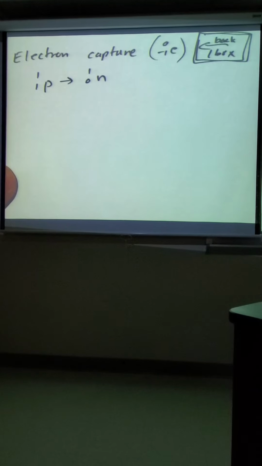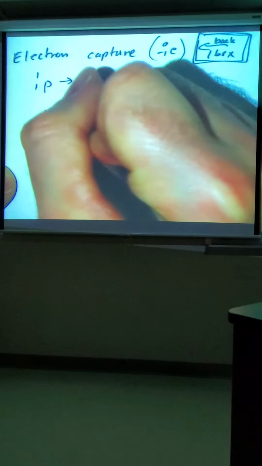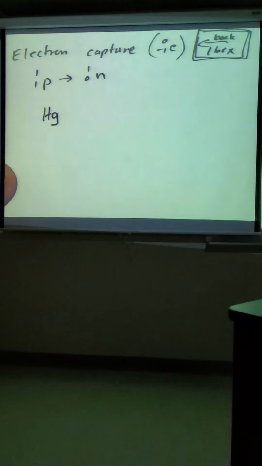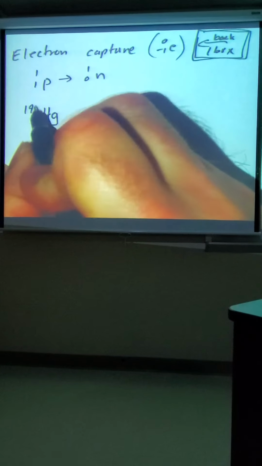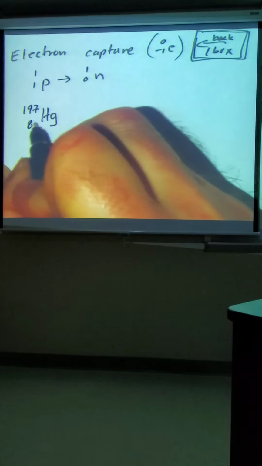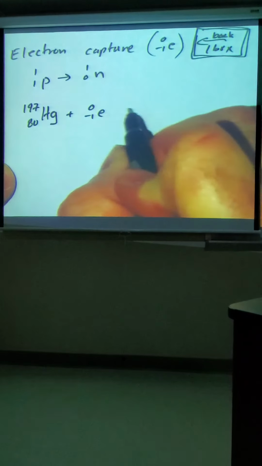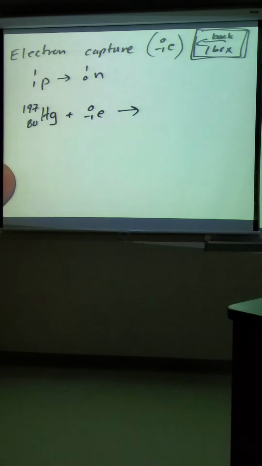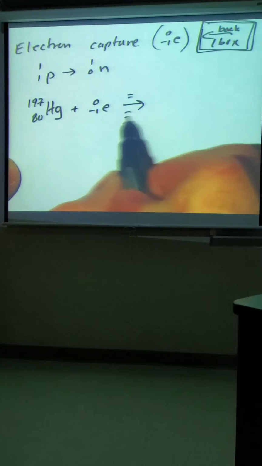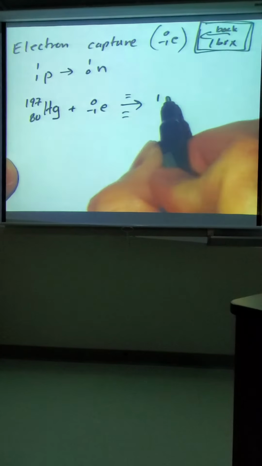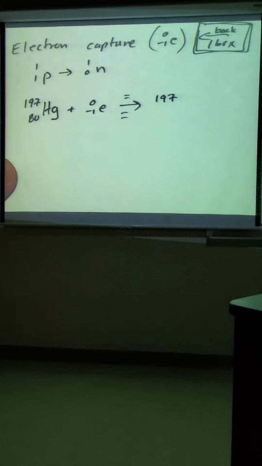A good example for this is mercury. Mercury, specifically 197, is number 80 on the periodic table. You can add an electron to it and now do the math. Remember, the arrow is still the equal sign. So 197 still equals 197. That's the easy part for all of these.